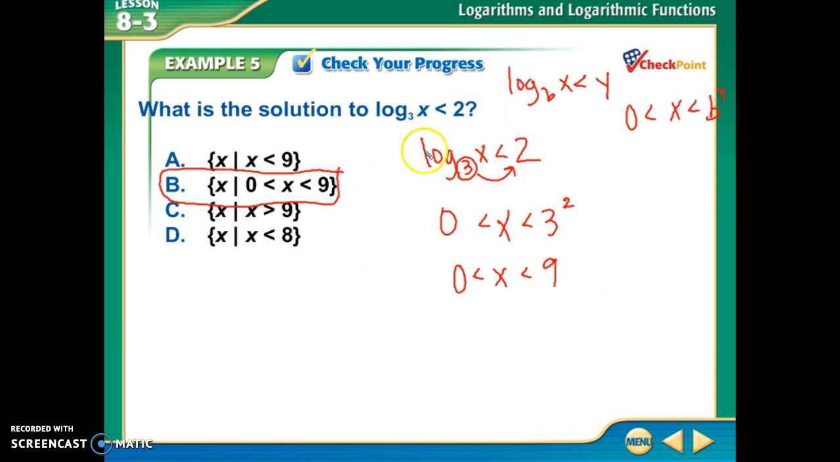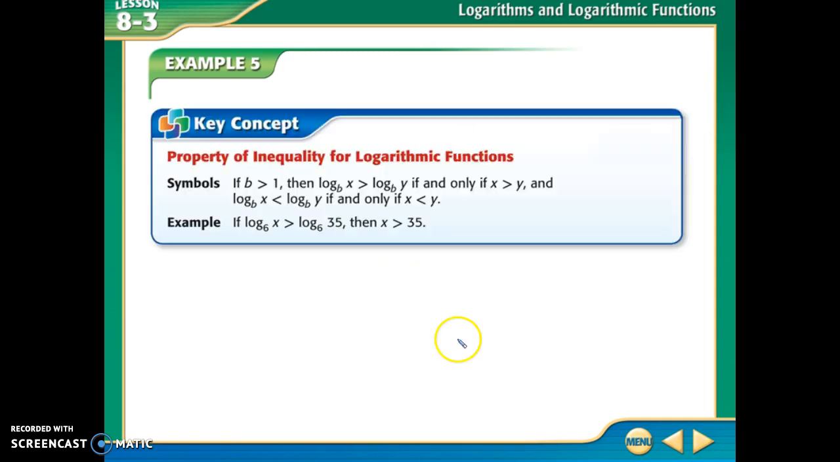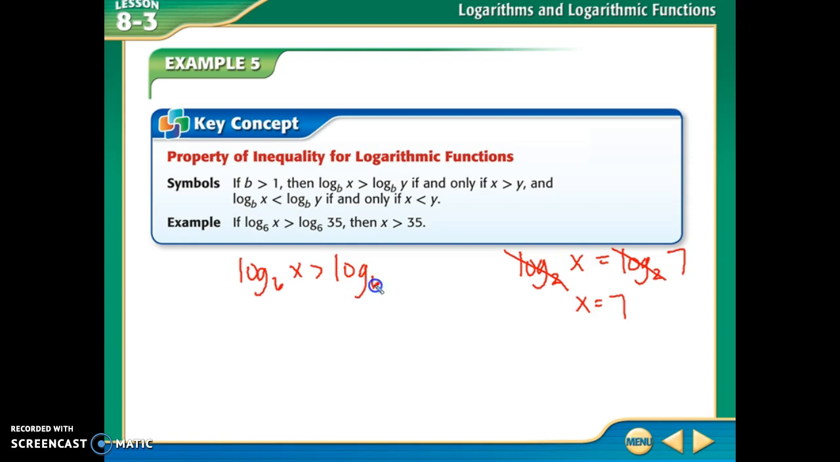Okay, so a less than sign means you have to have two different numbers, so x is going to be in the middle. Then we have this property of inequality for logarithmic functions, and this kind of goes back to where if I know both of my bases are the same, like if I have log base 2 of x equals log base 2 of 7, I can cancel out my bases and my logs, and I know x equals 7. The same thing applies here. If I have, like their example, log base 6 of x greater than log base 6 of 35, my logs and bases cancel, so x must be greater than 35.